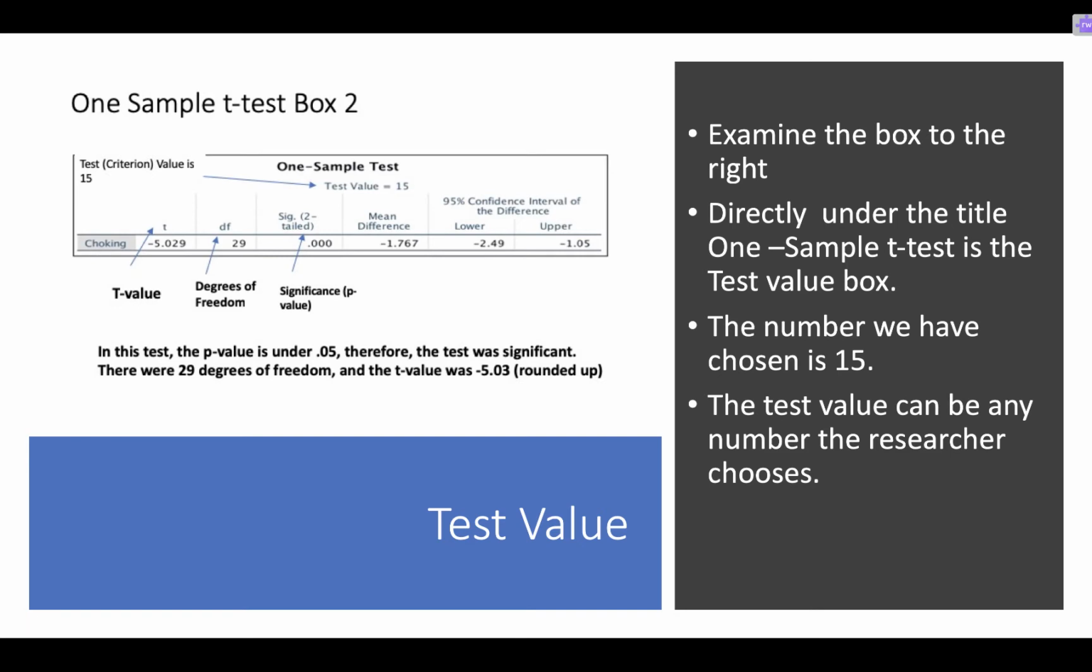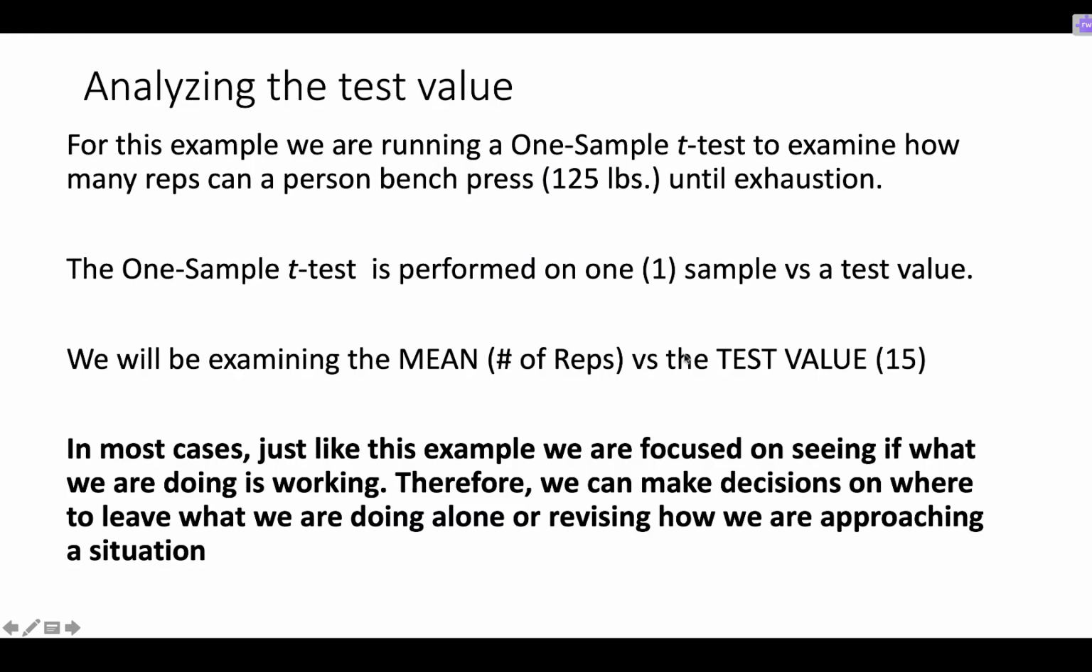In terms of how to understand the test value, think of it as a line. Above it is one direction and below it is another. In a lot of cases, below it would mean less than, and above it would be more. It could be good and bad, high and low, lots of different words that you can use. So examine the box to the right, directly under the title is the test value number, which is 15 in this case. It could be 15, it could be 70, it could be 100, whatever you decide it is. Okay, moving on to the next slide.